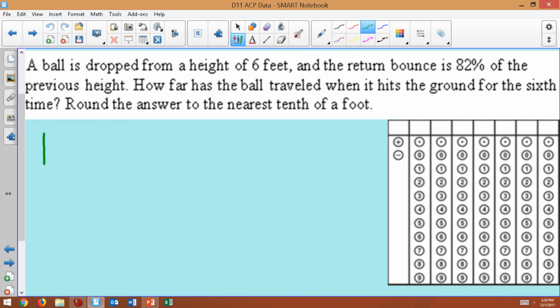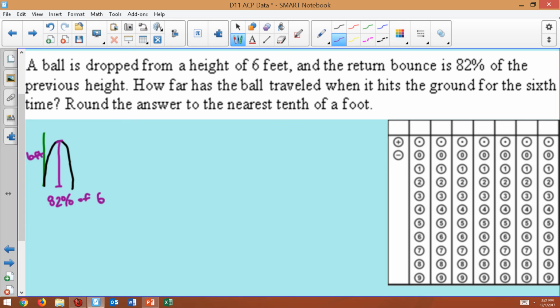So the ball is dropped from a height of 6 feet. When it hits, it would bounce straight back up. Now, for the sake of making this look easier, instead of making it bounce straight back up, I'm going to make it bounce a little bit to the side. Now, this is going to bounce 82% of the height up. So if we were to measure from this point down, this would be 82% of 6 feet. If that's 6 feet there, this height is 82% of 6.